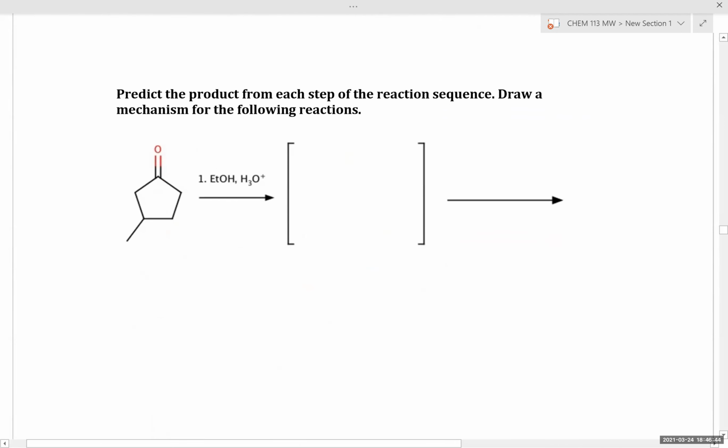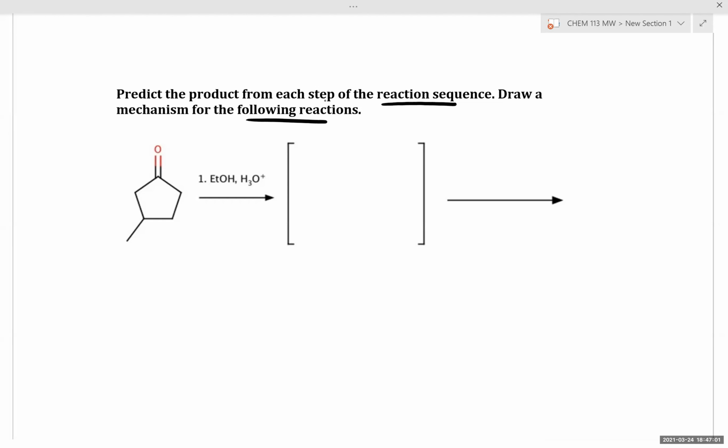So let's try to apply what we've learned here, and I'd like you to predict the product from each step of the following reaction sequence and draw a mechanism for the following reaction. So I have an intermediate. Intermediates are commonly drawn in brackets.